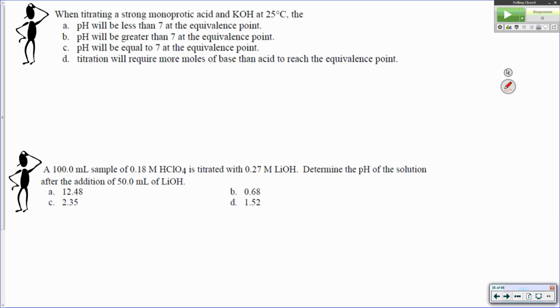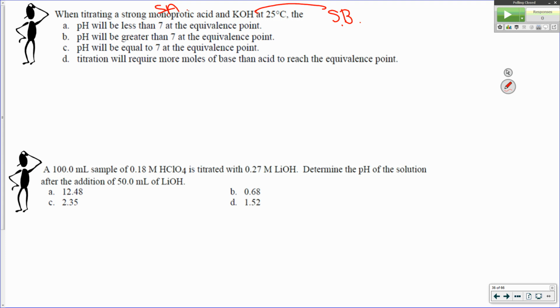Okay. So here are some questions that would apply to this, and these are a couple of old exam questions I plucked out and put in here. It says, when titrating a monoprotic strong acid versus KOH, and we need to recognize that KOH is a strong base. So this is a strong acid being combined with a strong base. It says the pH will be less than 7 at the equivalence point, greater than 7 at the equivalence point, or equal to 7 at the equivalence point.